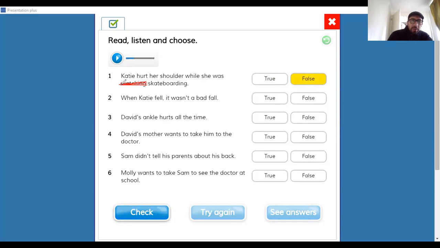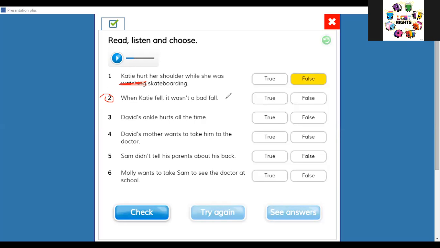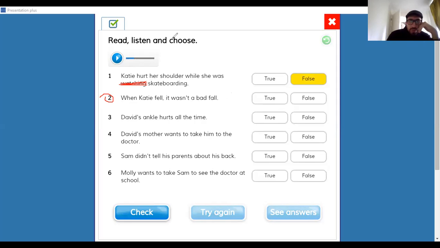It's false, Carolina, it's false. She was practicing skateboarding, okay? So that's the idea. She was practicing the skateboarding and now she had a problem because she fell. And it says, when Katie fell, it wasn't bad at all. True. Yes. When she fell, she stood up immediately.